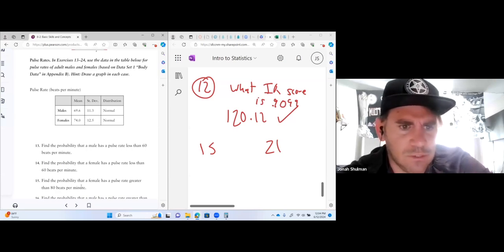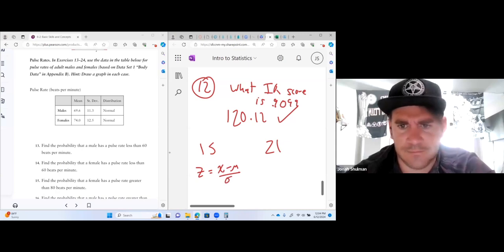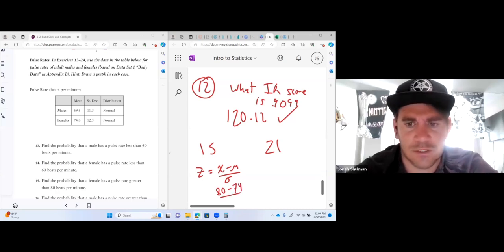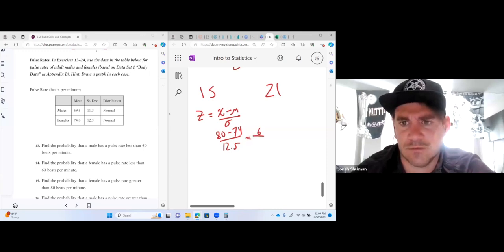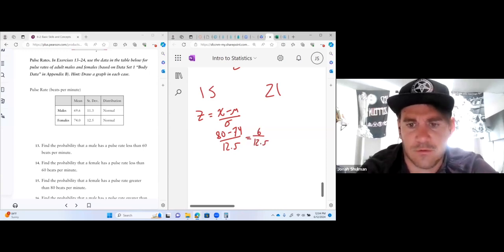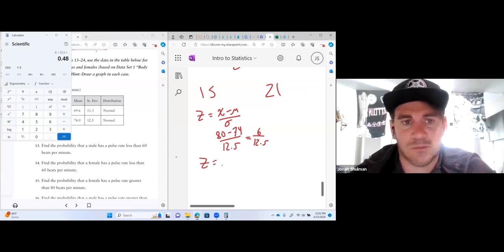80 beats per minute. So we need the z-score, right? So the first thing I'm going to do is grab my z-score, which is going to be x minus the mean over the standard deviation. Our x is 80. Our mean is 74. The standard deviation is what? 12.5. They have a higher mean and a bigger variation. So it's 6 divided by 12.5, which is 0.48. So my z-score is 0.48.